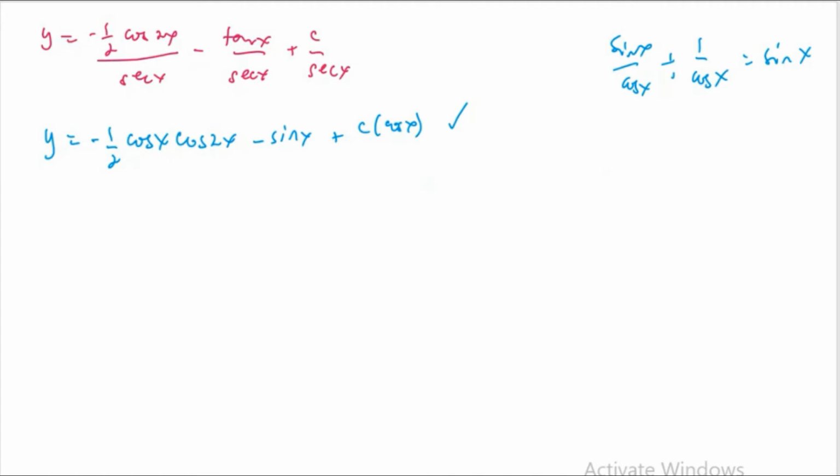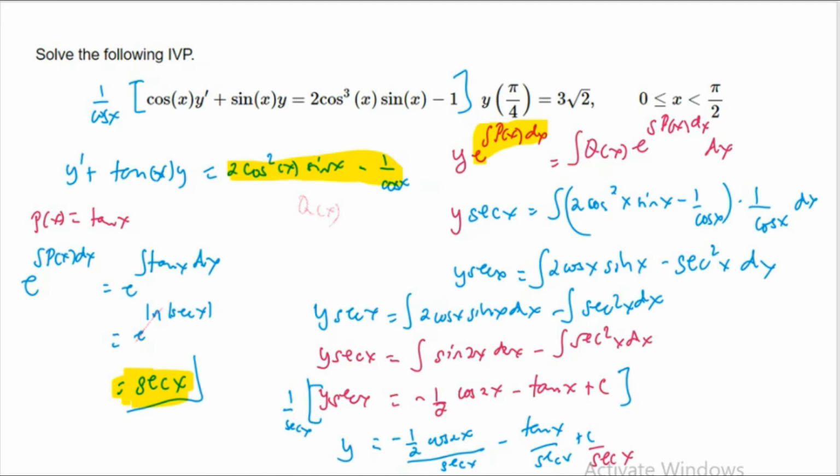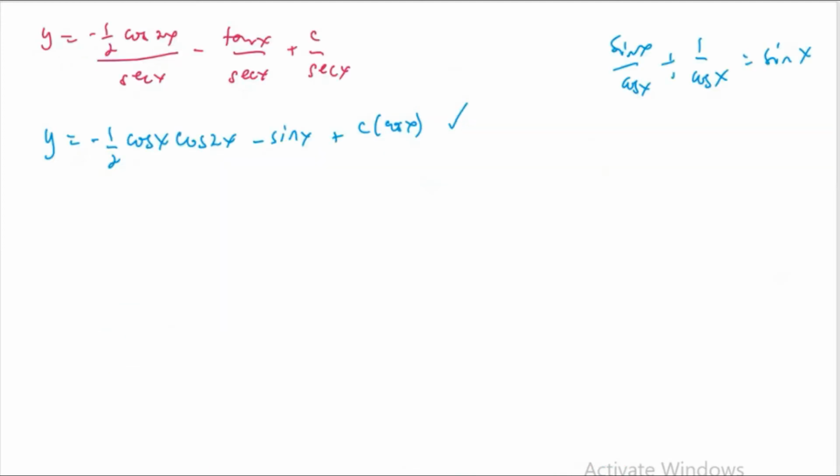But there is the initial value condition that y of pi over 4 is equal to 3 square root of 2. So using that value, since y of pi over 4 is equal to 3 square root of 2.